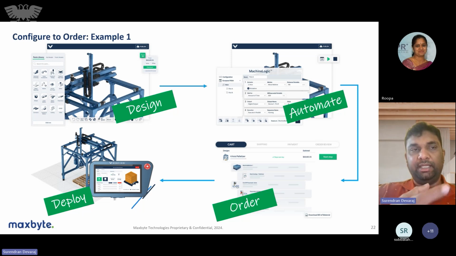They can design online with the help of a product library. They can pick and place whatever products they want, and then simulate online itself and see how that product or structure is going to work. Once they are satisfied with the simulation, they can place the order, and then the machine or structure is delivered and deployed at the factory.